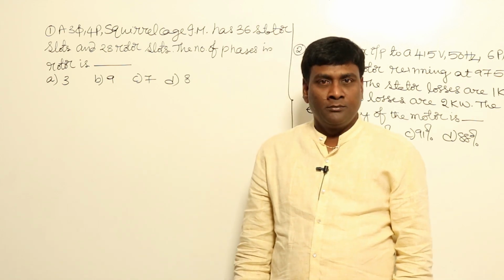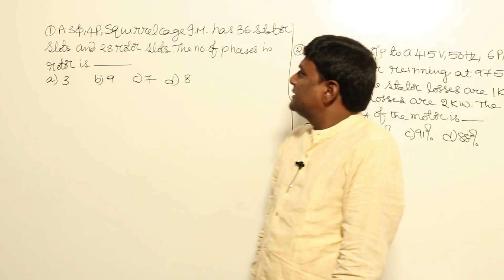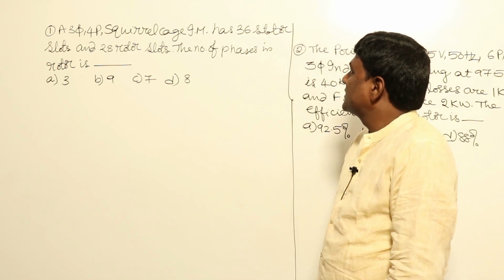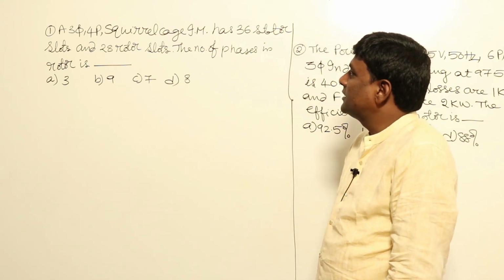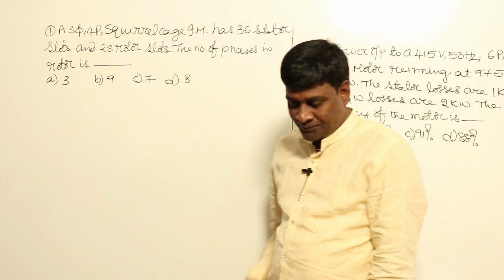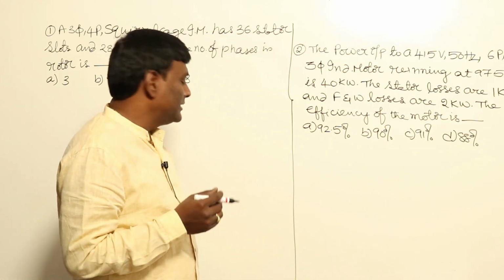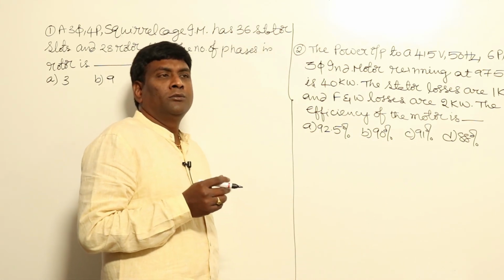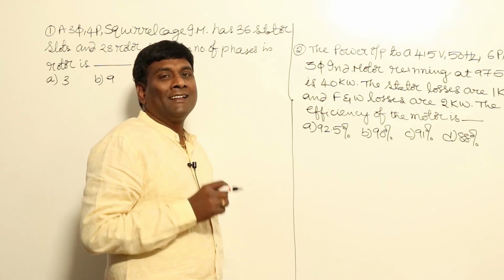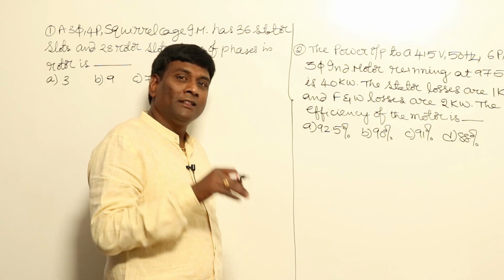Now let us start some problems of old GATE. For example, a 3-phase 4-pole squirrel cage induction motor has 36 stator slots and 28 rotor slots. The number of phases in rotor is? Basically, there is one question in ES and civils. If a stator is having 3 phases, how many number of phases should be there in the rotor?